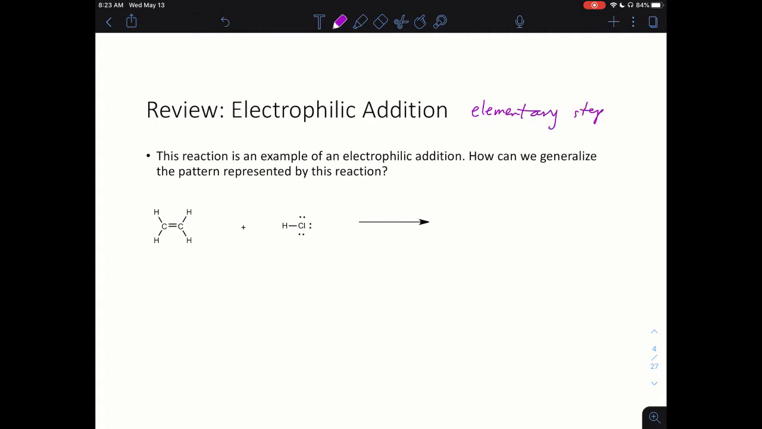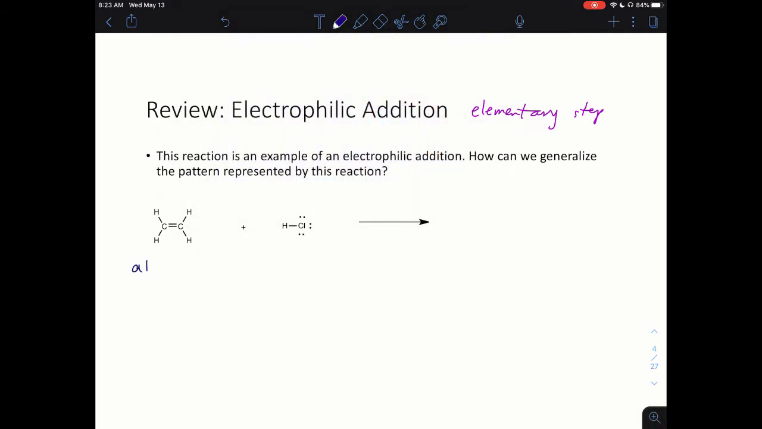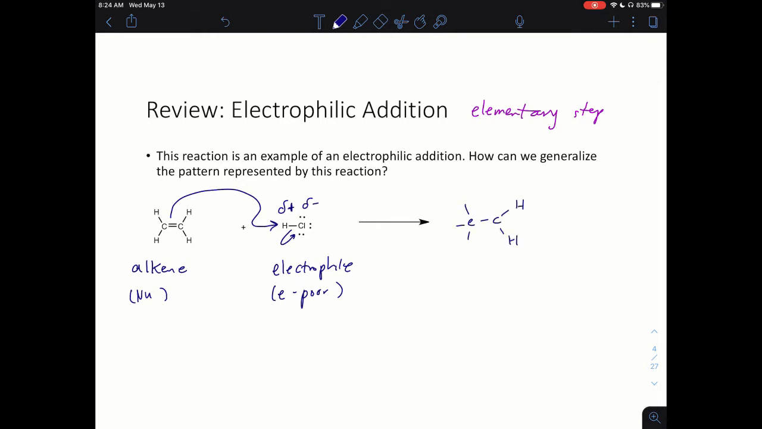So let's pause and generalize the pattern represented by this elementary step. How will you recognize it? Well, there's an alkene that reacts with some electrophile, some electron-poor species. Okay, and if we want to think about how do you know it's electron-poor, well, this HCl bond is polarized, and so there is a delta plus on hydrogen. And when the electrophilic addition occurs, as we showed on the previous slide, a carbocation is generated.